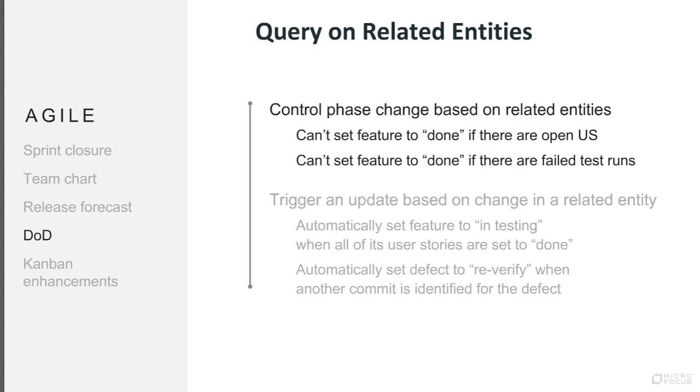Definition of done, I mentioned it before, is the ability to configure business rules or workflows that control the status of the phases and the prerequisites to move an item from one phase to the other based on the readiness of the item in terms of tasks, in terms of tests, and in terms of defects associated with it.